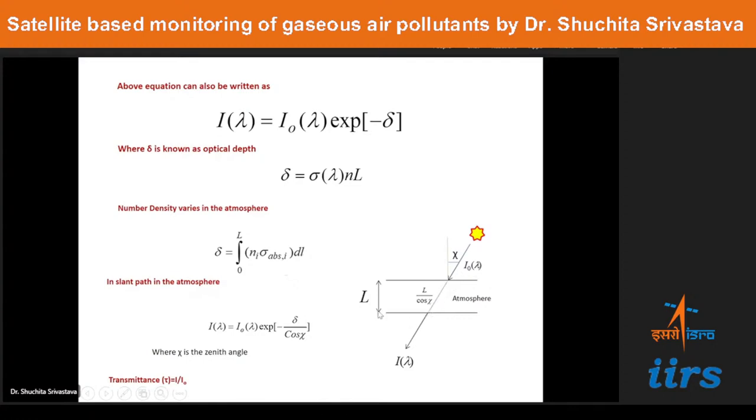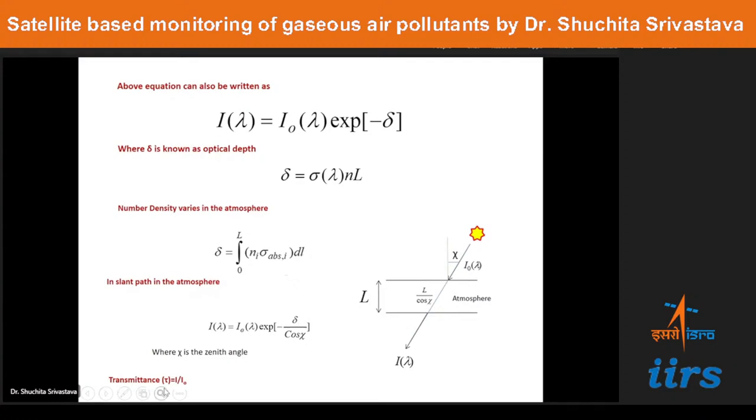So we know the vertical depth of the atmosphere, and we convert it. Here you can see if this angle is chi, and if we make a vertical line here, then this angle will also be chi. This distance is L, this angle is chi, then this distance will be L by cos of chi. So the generalized Beer-Lambert law for our atmosphere will be I lambda is equal to I0 lambda exponential minus delta by cos of chi, where chi is the zenith angle.